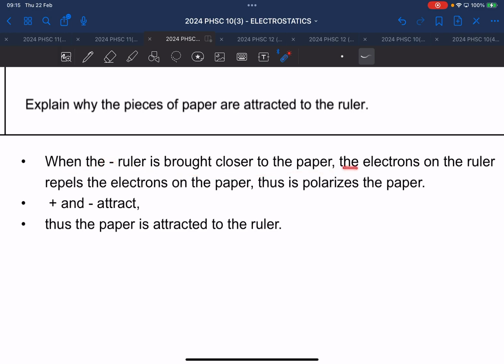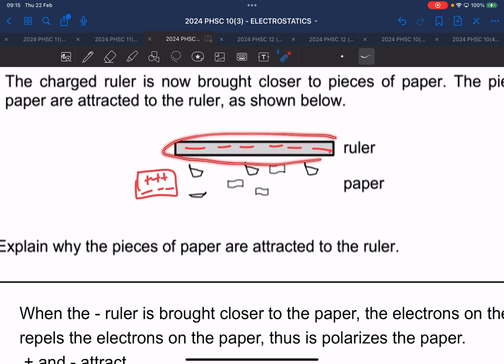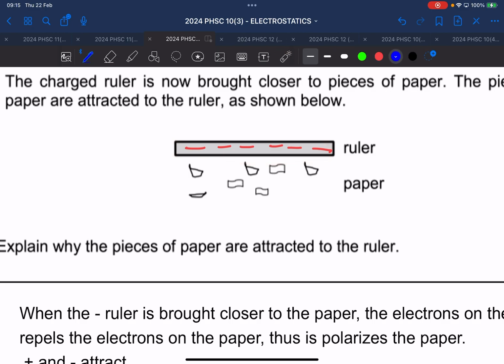Then the electrons on the ruler repel. You know what the word repels means? Repels the electrons on the paper. So, in here, it said the ruler was negatively charged. Now, I've just enlarged this piece of paper. Okay, so there's the piece of paper. And a piece of paper consists of negative and positive things, lots of them. So when the negative thing is brought closer to there, what do we know about negative and negative? Repel. So what will happen then is the piece of paper, all the electrons will be pushed away so that the protons or the positive particles are left on their own.